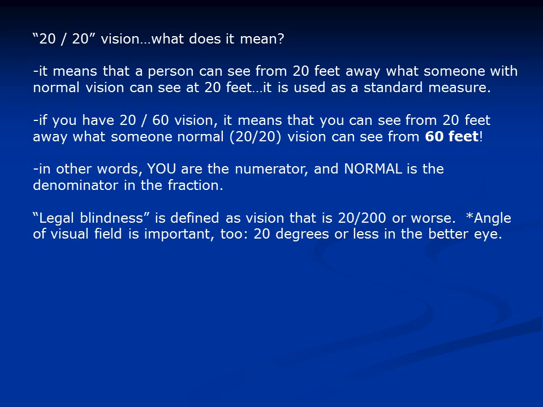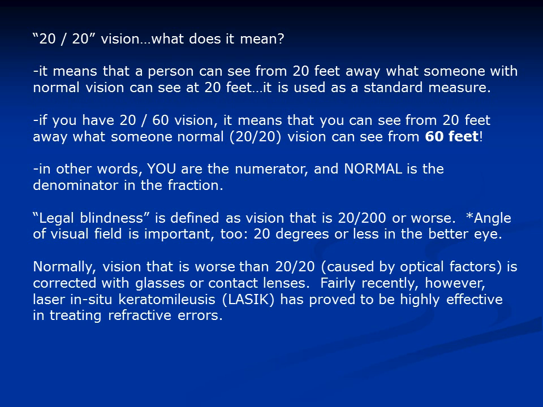The angle of the visual field is important, 20 degrees or less in the better eye. So you may have excellent acuity, like 20/20 or better, but you've only got 20 degrees of vision, which is a small bit of field. So obviously you're not going to be driving a car, not going to be doing anything that's terribly important that relies on your vision. All right.